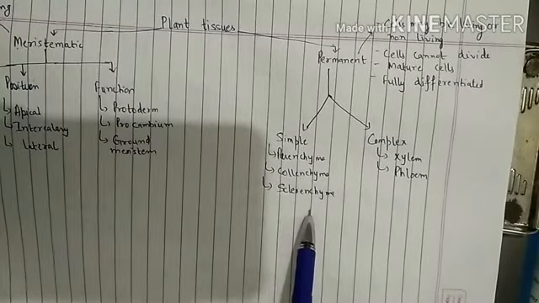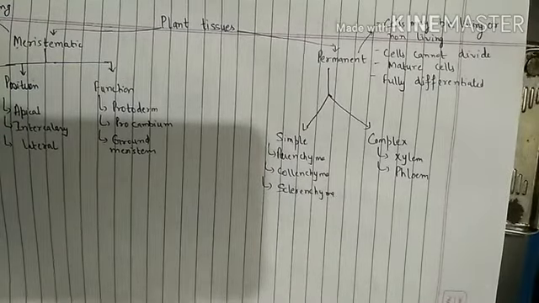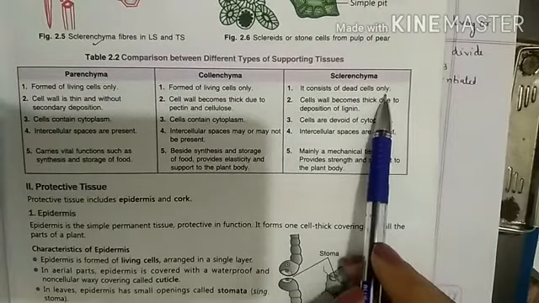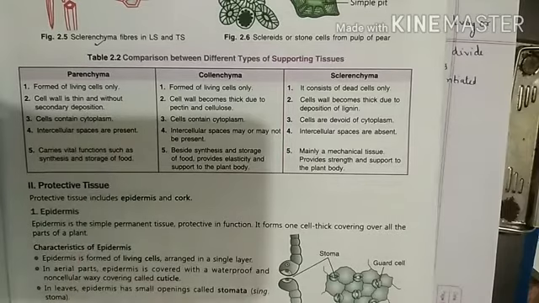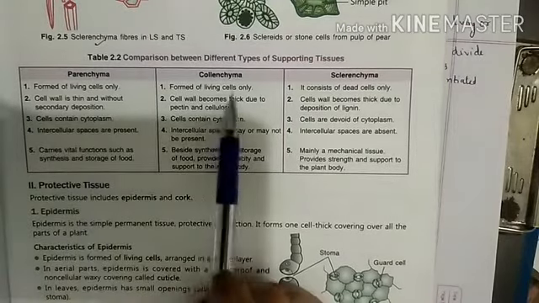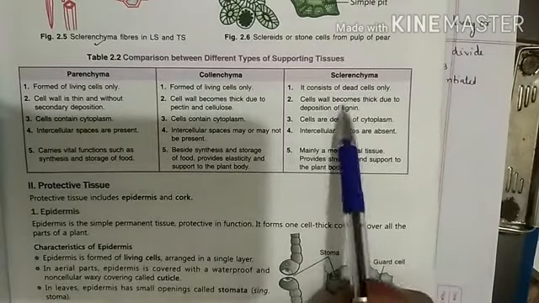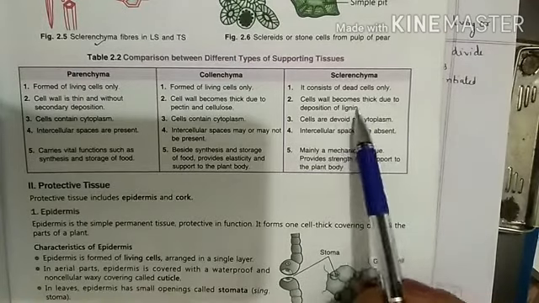So let us see first the simple permanent tissue, which is again divided into three types: parenchyma, collenchyma and sclerenchyma. Parenchyma is formed of living cells. Collenchyma is also formed of living cells, but sclerenchyma is formed of dead cells. In parenchyma the cell wall is thin and without secondary depositions. No secondary deposition of lignin is found in parenchyma cells, therefore the cell wall is thin. However, in collenchyma the cell wall is thick due to deposition of pectin and cellulose. Similarly, in sclerenchyma also the cell wall is thick due to deposition of lignin.